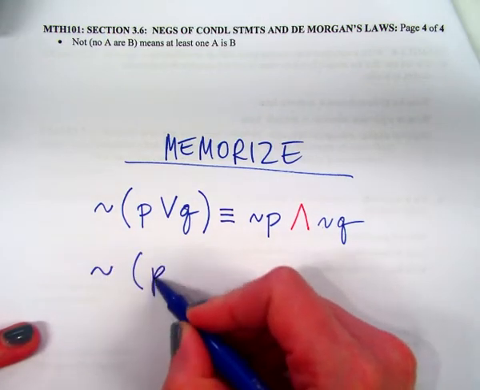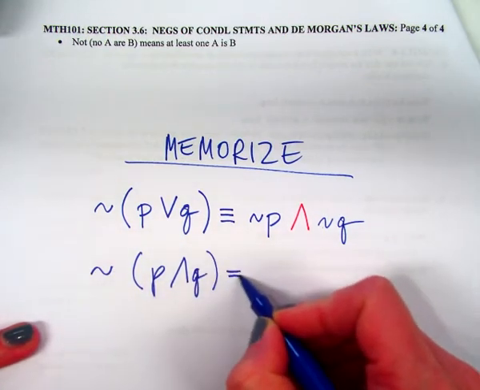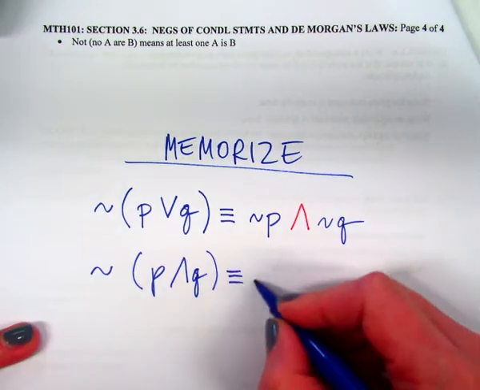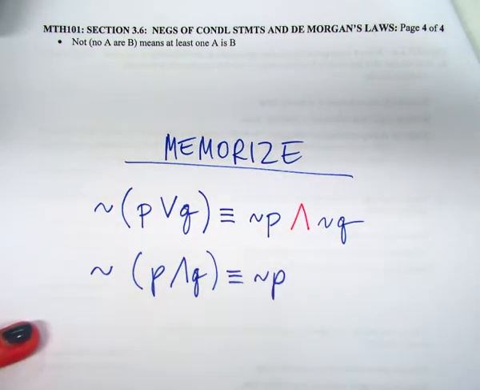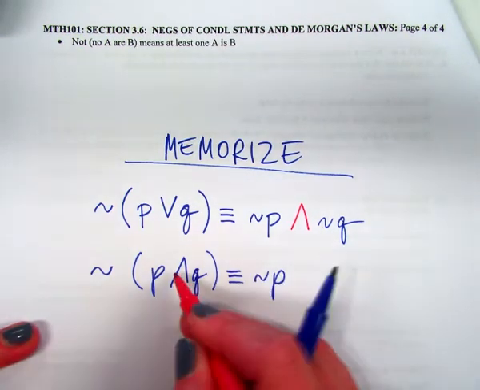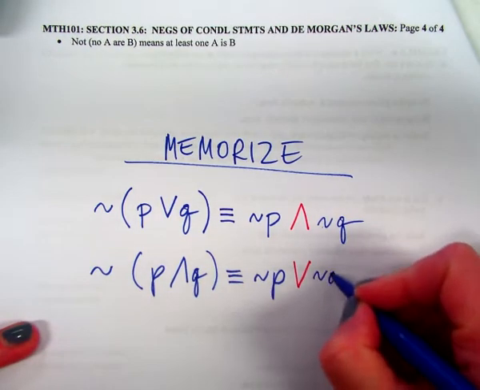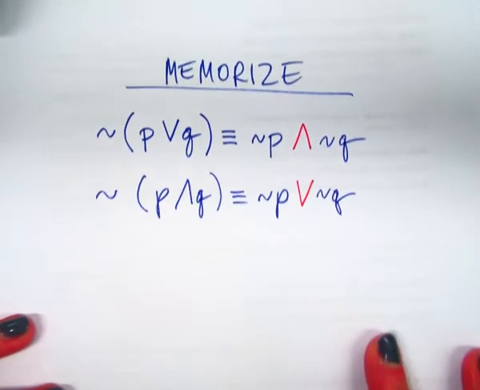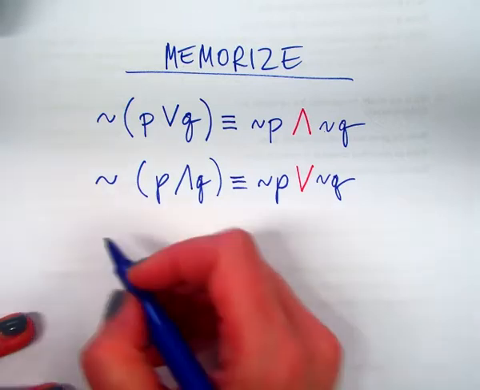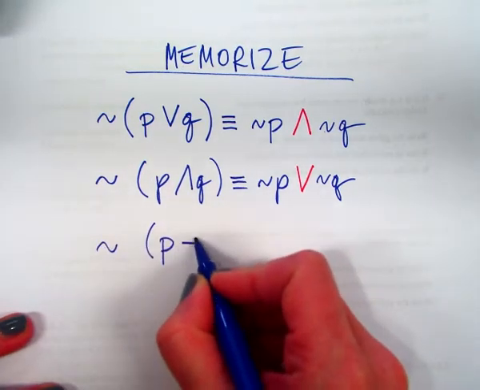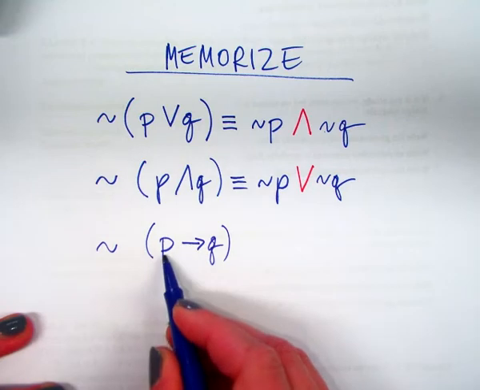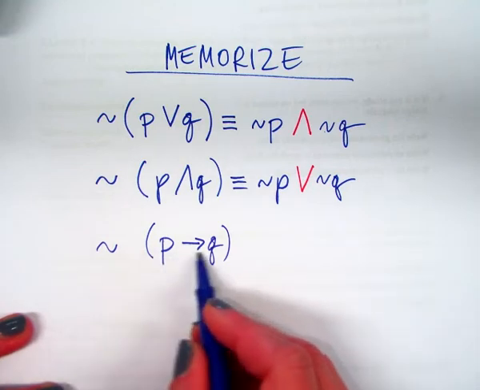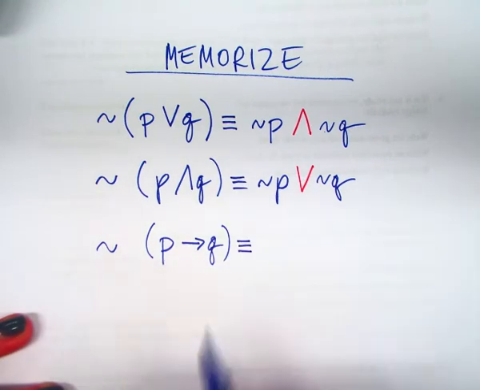How do you negate an and statement? You negate both, so it's not P, but now what does it switch? The and switches to or. And the last one, how do you negate a conditional? How do you negate if P then Q? We just did it in the beginning. You guys did book problems on this. So first keep P, and then what do we change that to?